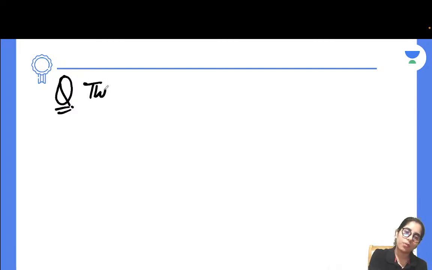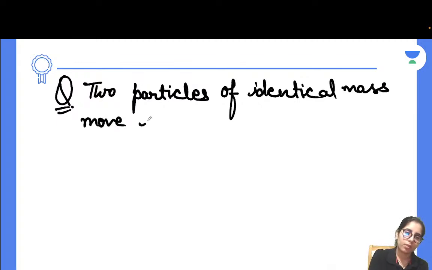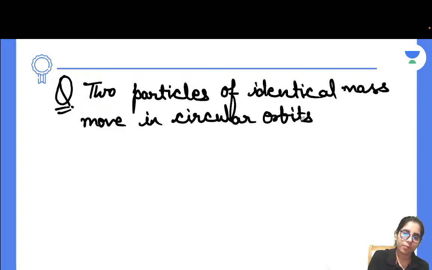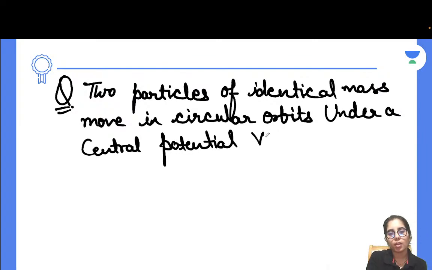Two particles of identical mass move in circular orbits under a central potential V(r) equal to half k r squared.